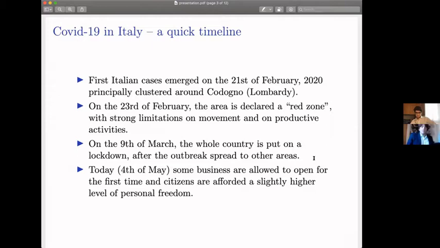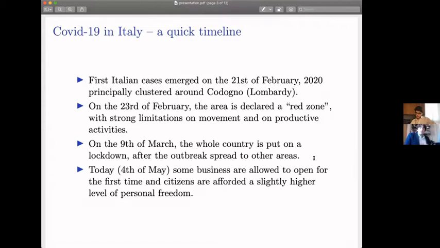Well, as you know, the first Italian cases emerged on the 21st of February 2020. In the early stage, they were clustered around Codogno, a little town in Lombardia, which is the most populous and productive Italian region. Throughout the period from the 23rd of February to the 21st of March, the government has implemented a series of increasingly stringent measures. First, the north of the country, which was mostly hit by the virus, was declared a red zone, with strong limitation on movement and productive activities.